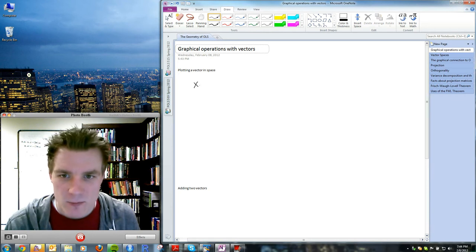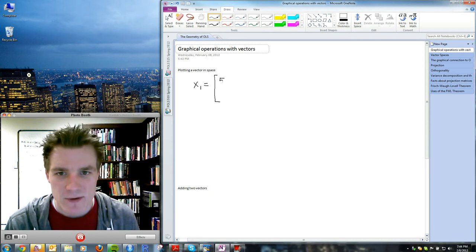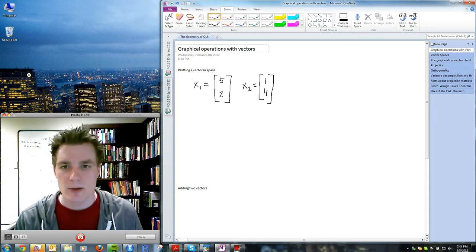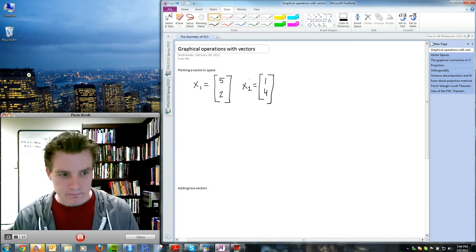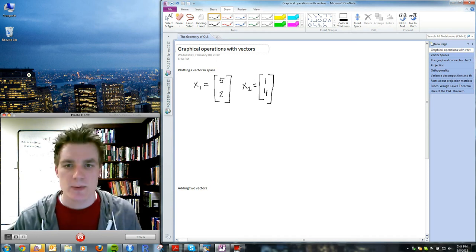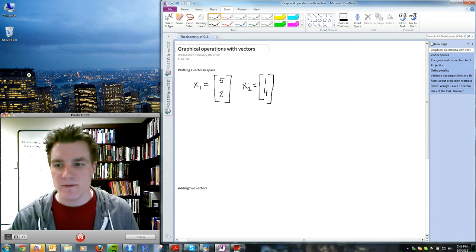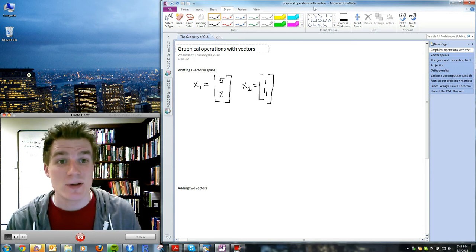So let me start off by writing down a couple of variable vectors here. Suppose we've got two vectors, x1 with two observations, 5 and 2, and x2 with two observations, 1 and 4. Now these are variable column vectors. So x1 might be our first independent variable of interest, x2 might be our second independent variable of interest. And what we're going to do is plot these vectors in observation space.